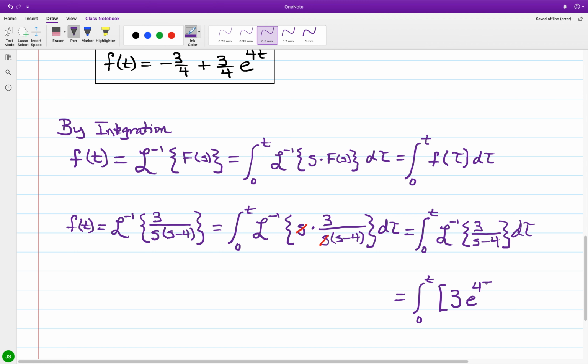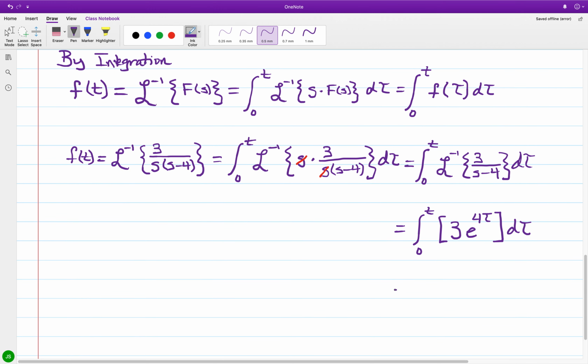So in this case, you have 3 times e to the 4 tau d tau, and integrating with respect to e to the 4 times tau, we're going to divide by 4, so the antiderivative. We have 3/4 of e to the 4 tau as tau goes from 0 to t.